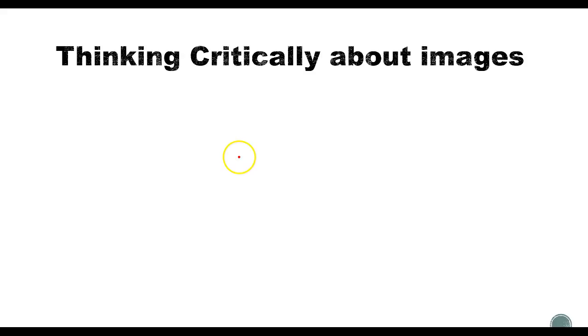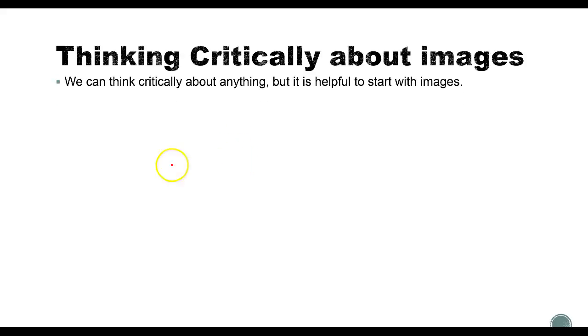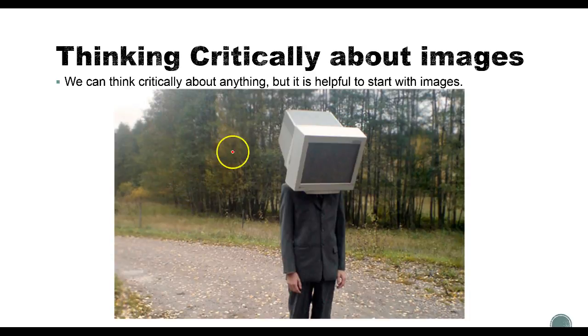So let's practice thinking critically about images. So we could think about anything. We could think critically about text, and we are going to think critically about text in some lessons coming up. But I think it's really nice to start with images at first, because we can look at several images and practice some of those critical thinking strategies. So let me show you one image. Here's one. So let's think critically about this image.